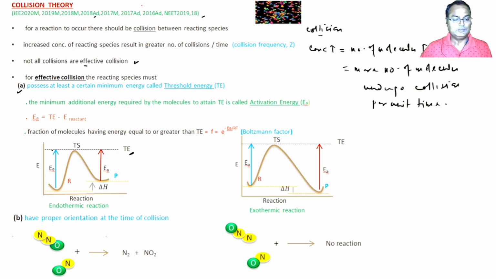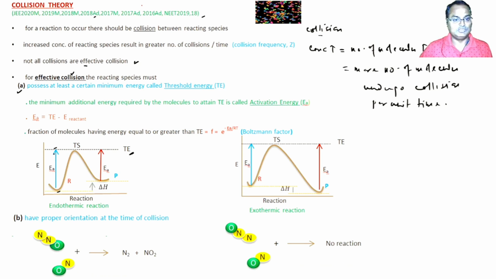Now see here, this is the average energy of the reactant molecules, and this is the threshold energy. This is the difference between the threshold energy and the average energy of the reactant molecules. It means the reactant molecules acquire this amount of energy, then their energy becomes equal to or greater than the threshold energy, and they convert into products. This is the additional energy required by the reactant molecules in order to convert into products, or to perform the effective collision.